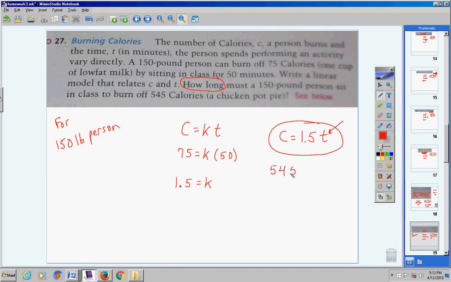So where the C is, I'll put 545. And now we're going to solve for T and see how long he needs to sit in class. So 545 divided by 1.5. And don't forget, time is in what right here? Minutes. So when we solve for T, it'll be minutes. I'm getting 363 and a third.